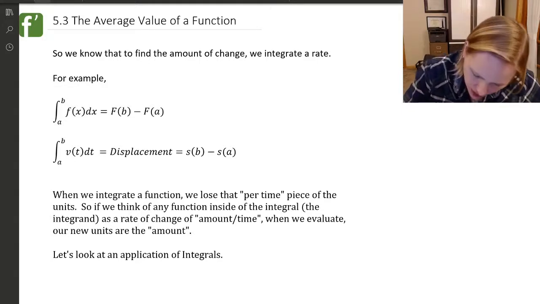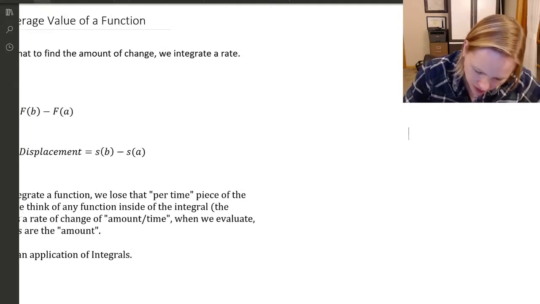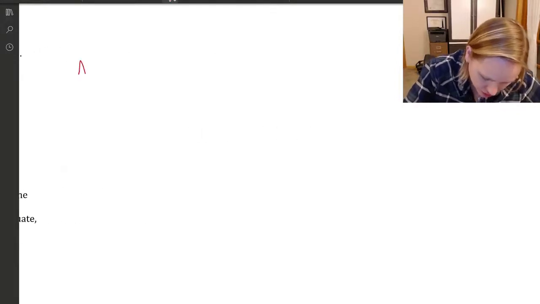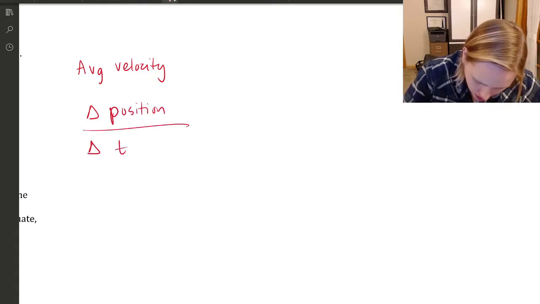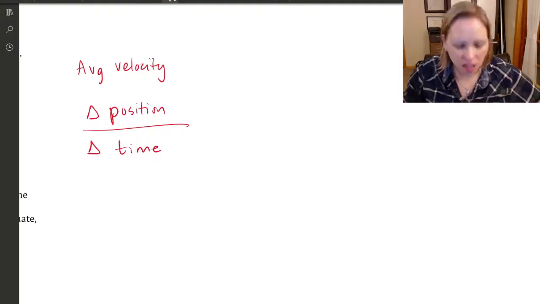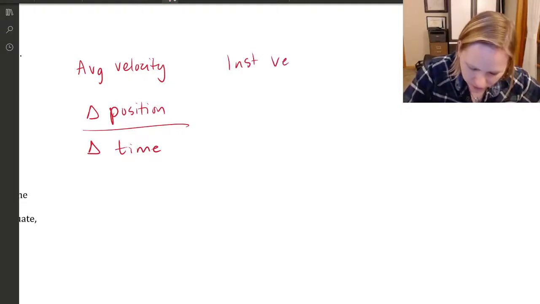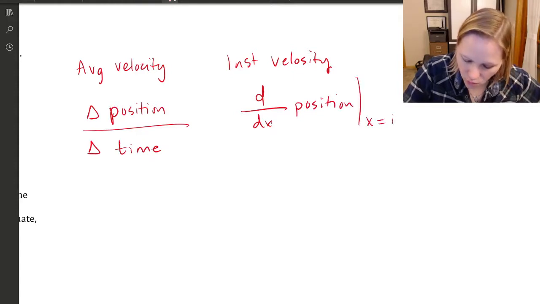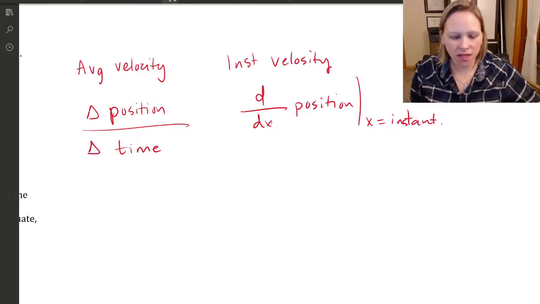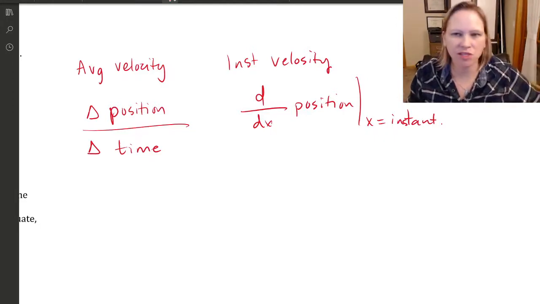So remember that average velocity, and we're going to come back to this information here. Let's recall that average velocity is simply the change in position over the change in time, right? So the instantaneous velocity is the derivative of your position at whatever the instant is. That's the difference between them. Instantaneous velocity is just the derivative of the position at a specific instant.